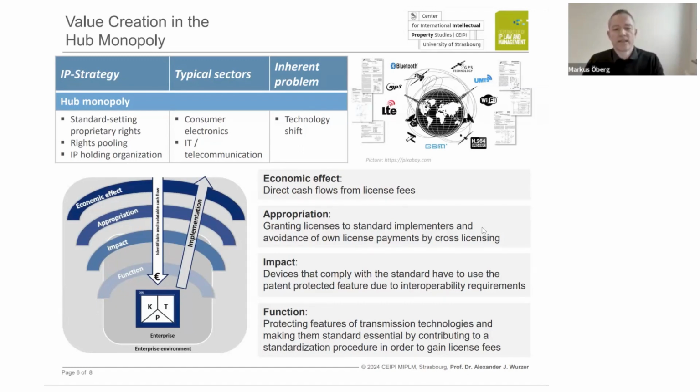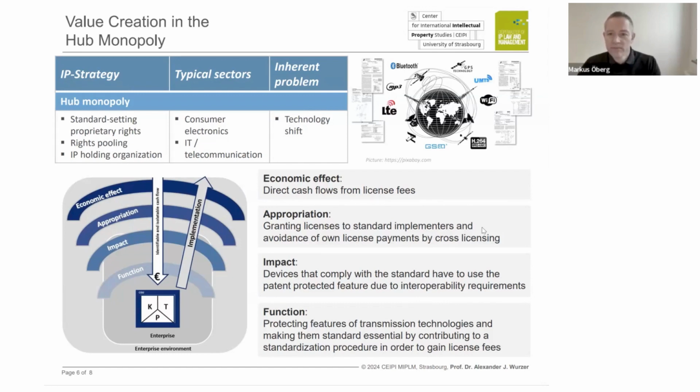And working in standardization bodies to have acceptance for your solution, that it's a good one and it can be part of the standard, and as such it will be very valuable to have a patent for it, because the impact is that once the technology is part of the standard, devices must use that technology in order to be able to operate with other devices in the complex system that the telecommunication system is.